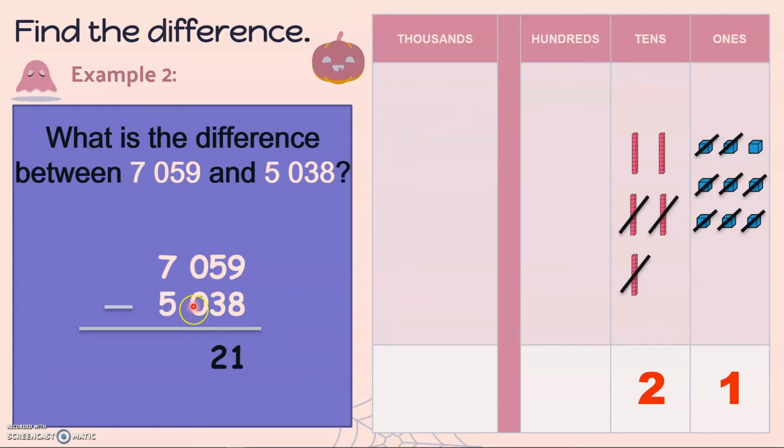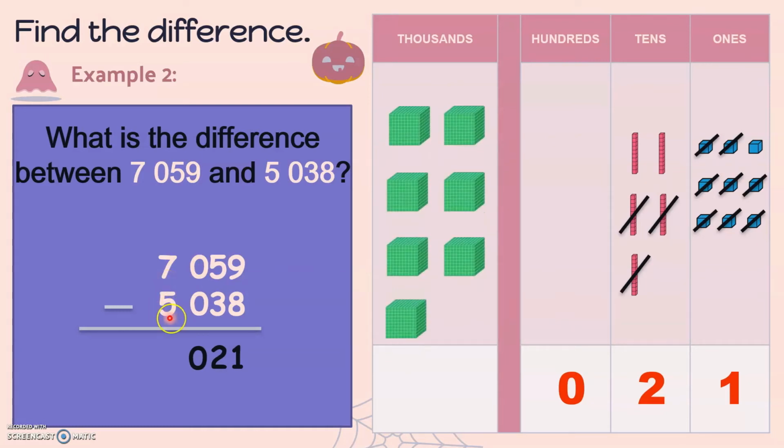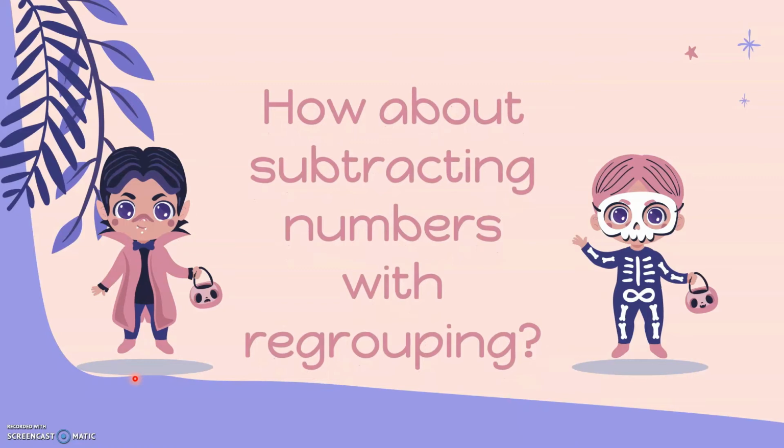Next is hundreds place. We have both 0 in hundreds place. Automatically, our answer will be 0. And the last one is thousands place. We have 7 thousands minus or take away 5 thousands. The answer is 2. So our answer is 2,021.